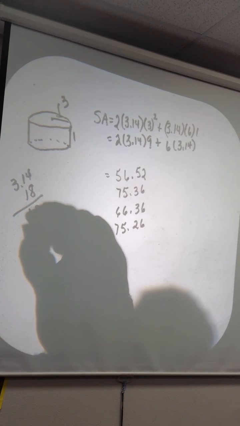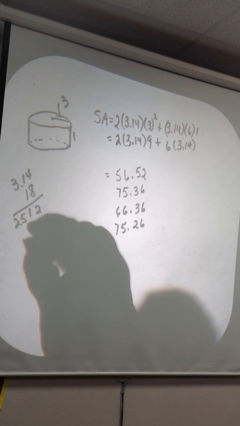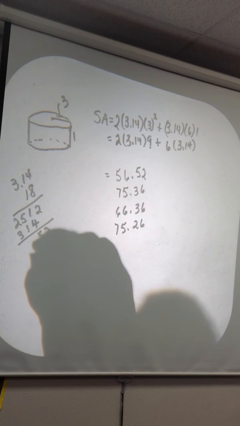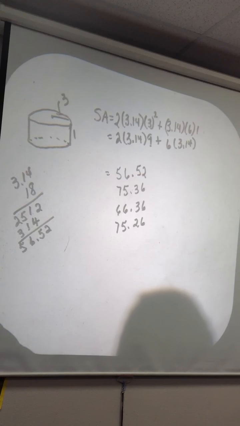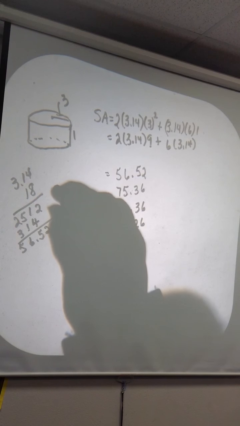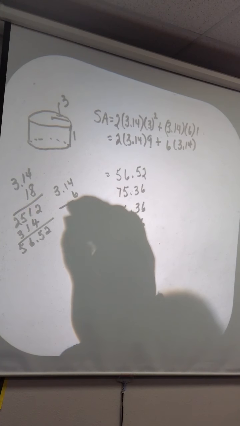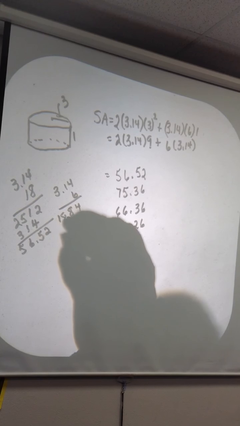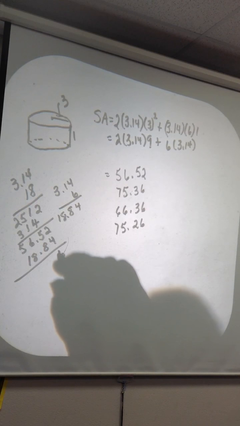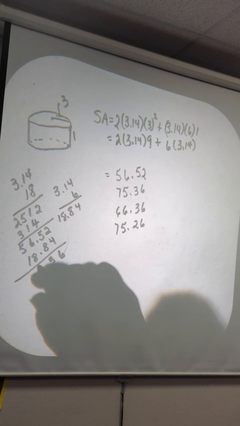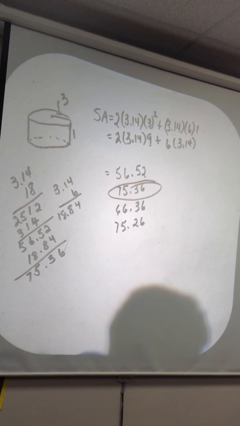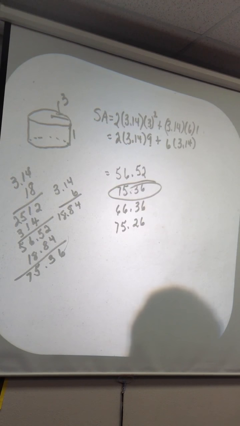2, 11, 25. 4, 1, 2, 5, 6, 5. So there's 56.52 right there. That's just the first part of it. Then we have to have 3.14 times 6. And we have to add the two of them together. So there's 6, 13, 15, 75. 75.36. Did you get it? Yes. Oh, good, okay. All right, find the volume.